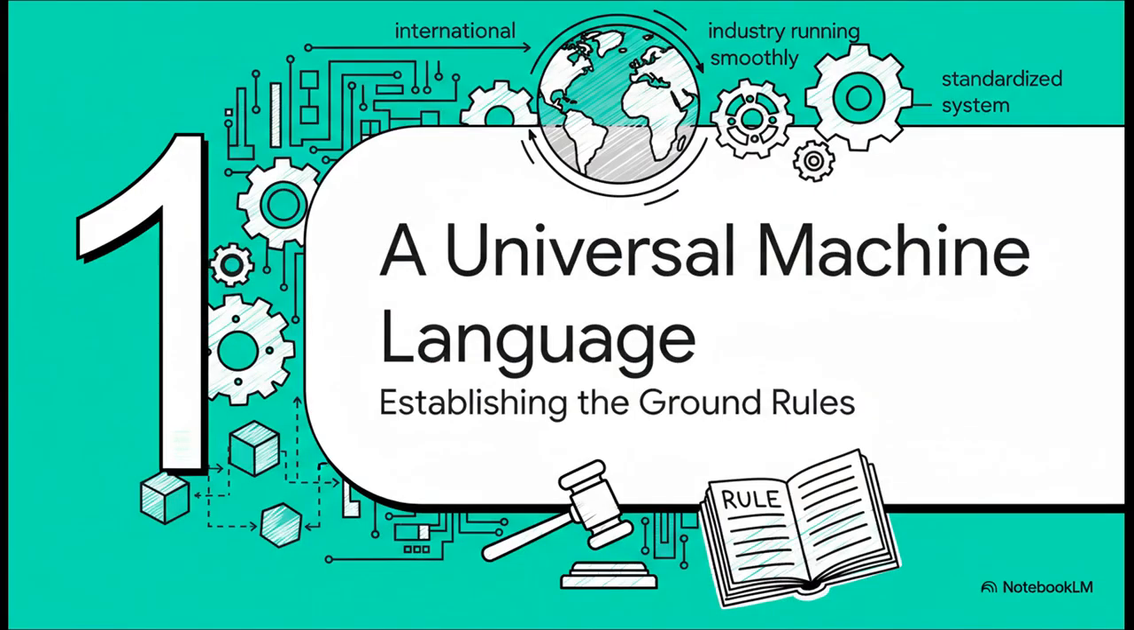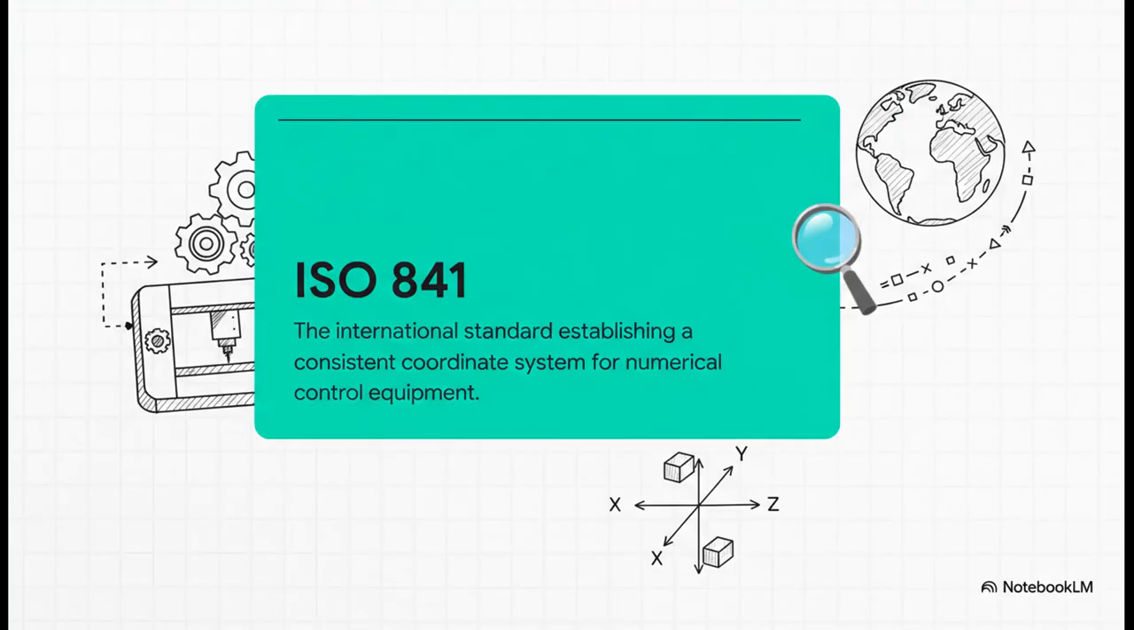Okay, first things first, we've got to establish the ground rules. And this isn't just some casual agreement between folks. No. This is a formalized international standard that really keeps the entire industry running like a well-oiled machine. The hero of our story really is ISO 841. This standard is the foundation for absolutely everything we're about to talk about. It makes sure that the G-code written by a programmer in Germany is going to be perfectly understood by a machine tool in Japan. It's what gives us that one, single, unambiguous language for movement.